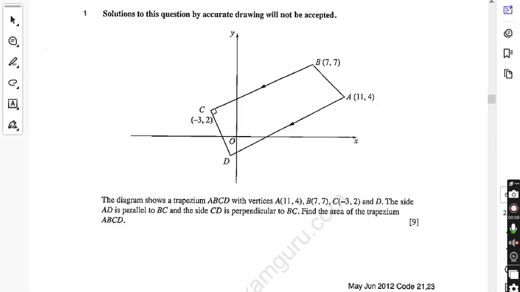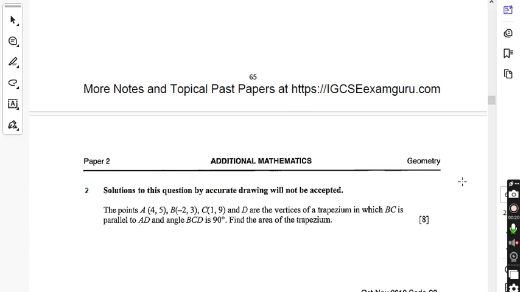Students, in last lecture we did question number 1 from past papers of coordinate geometry. The question came in May-June 2012, paper 2-1 and 2-3. Today we are going to do question number 2. Let's have a look. Solution to this question by accurate drawing will not be accepted. The points A (4, 5), B (-2, 3), C (1, 9) and D are the vertices of a trapezium in which BC is parallel to AD, and angle BCD is 90 degrees. Find the area of the trapezium.